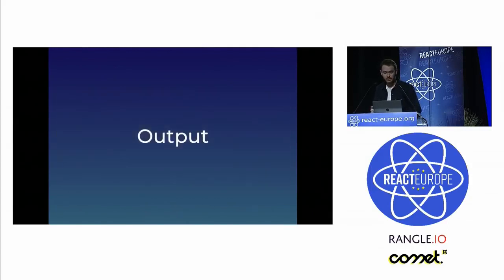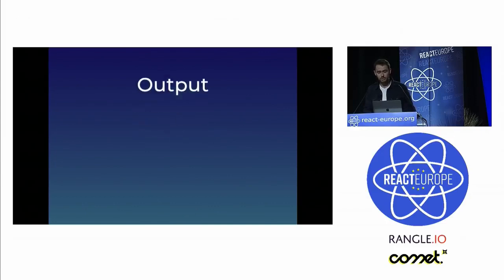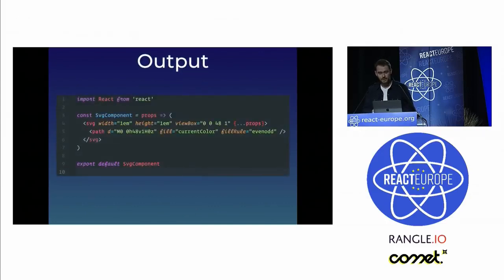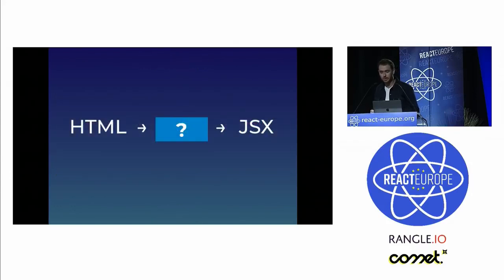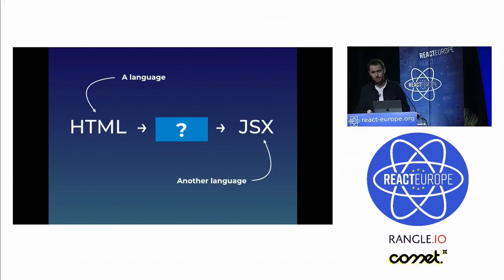Okay. And now the output. The output is a React component. A React component is JavaScript. Yes, you have import, you have a function, but this is mostly JSX, in fact. The only changing and complicated part is the JSX. So we can sum up the problem as transforming HTML into JSX. But wait, HTML is a language and JSX is another language. So I know what I need.